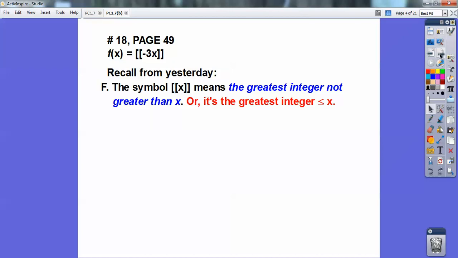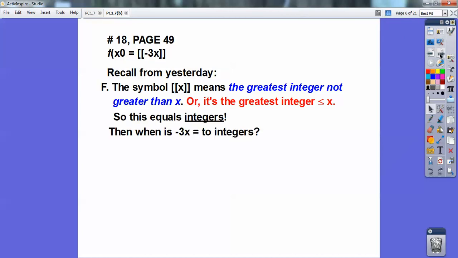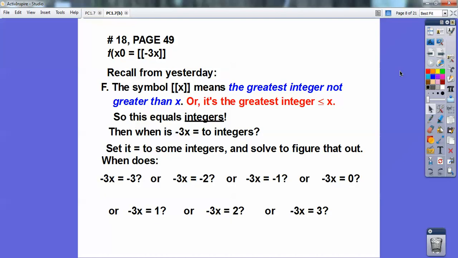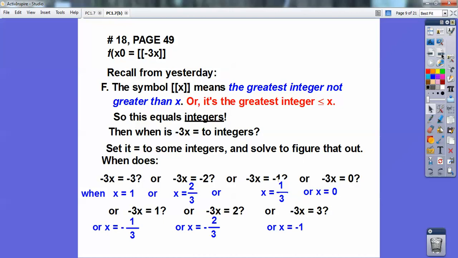So what I'm going to do is set this inside piece equal to some integers, you guys. Since the greatest integer function outputs integers, I'm going to set this inside thing equal to a bunch of integers: negative 3, negative 2, negative 1, 0, 1, 2, and 3. And then what I'm going to do is divide and solve for x. I'm going to divide by negative 3 on all of those.